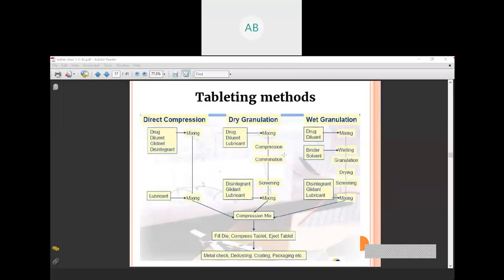Okay, so this is called blending. After blending, it goes for compression mix. Compression mix means it is prepared for compression, then it fills the die, compresses the tablet, then ejects the tablet. After that, metal check, coating and packaging. So these are the main processes of direct compression.